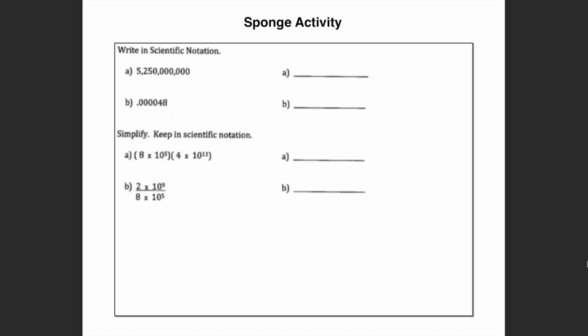For number 1, I want you to write those numbers in scientific notation. So for A, you've got a big number, change it into scientific notation. For B, you've got a small number, change it into scientific notation. For number 2, I want you to simplify, but keep it in scientific notation. So A, we're multiplying, and B, we're dividing.